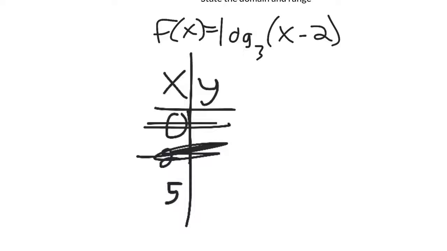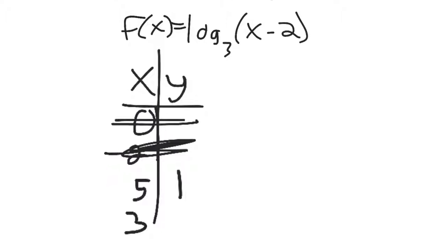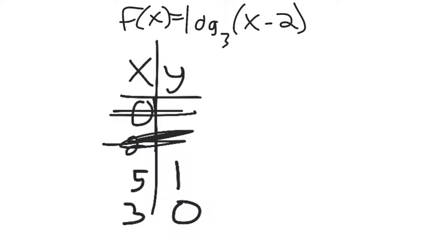So how about let's try 5. 5 minus 2 gives us 3. And what power do you need to raise 3 to make it equal 3? That's just 1. Another nice and easy one is if you plug in 3 in for x. Because plugging in 3 in here, 3 minus 2 gives you 1. So what power do you need to raise 3 to be to make it equal 1? That's 0. If you raise 3 to the 0 power, it equals 1.